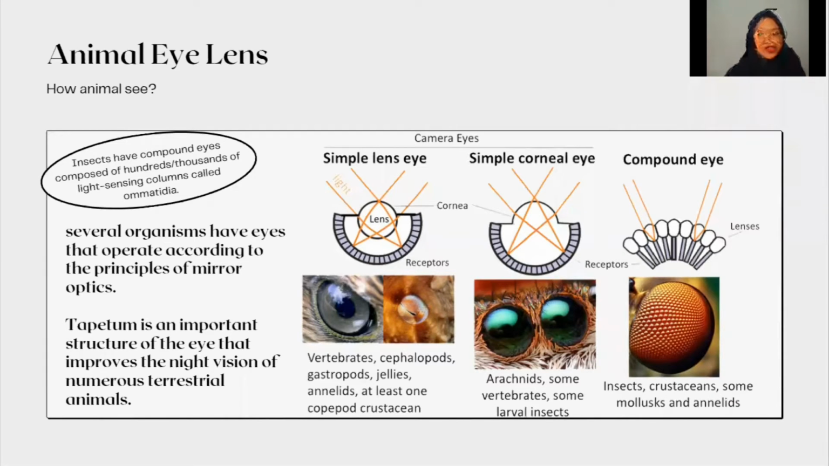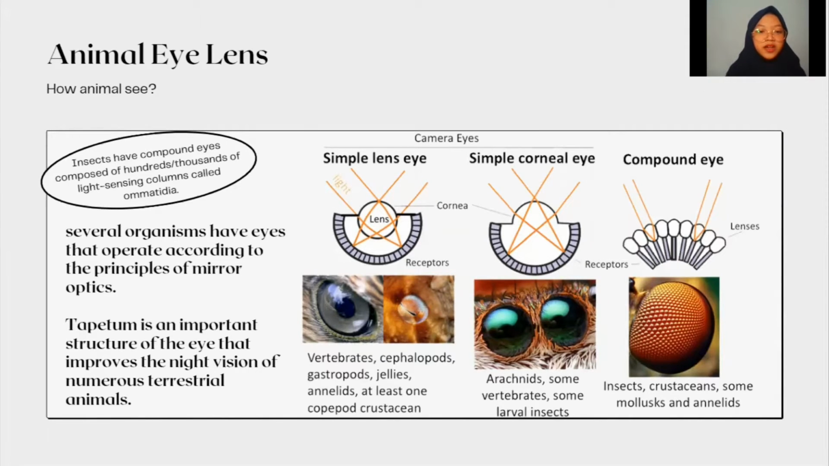Previously, we talked about the human eyes. Now, let's talk about the animal eye lens. So how do animals see? Insects have compound eyes, composed of 100,000 light-sensing columns called ommatidia. In addition, the presence of many light-sensitive columns makes species with compound eyes particularly good at detecting movement, just like insects, crustaceans, and some mollusks and annelids.